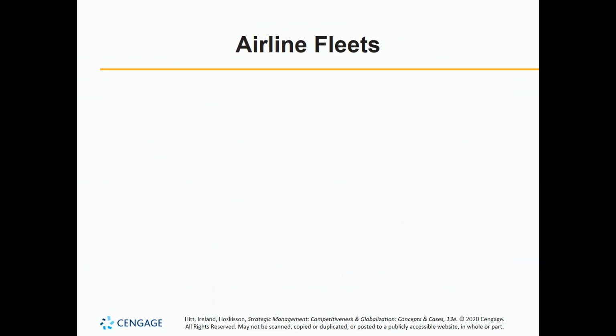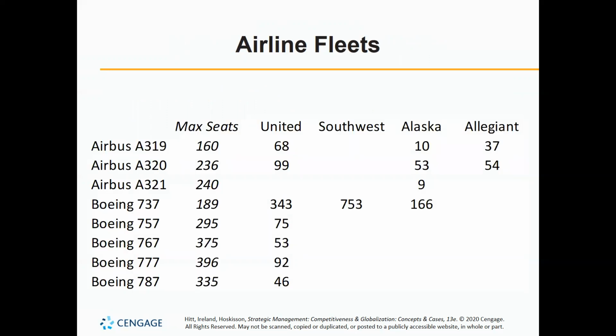To look at resource similarity, I want to use the example of airline fleets. You'll notice here that there are a number of different aircraft used by these four airlines. Some of them, like the Airbus A319 and the A320, are in a similar size category as the Boeing 737. They are used similarly for similar length flights. Most of the domestic flights that you'll take in the United States are going to be on one of these three types of aircraft.